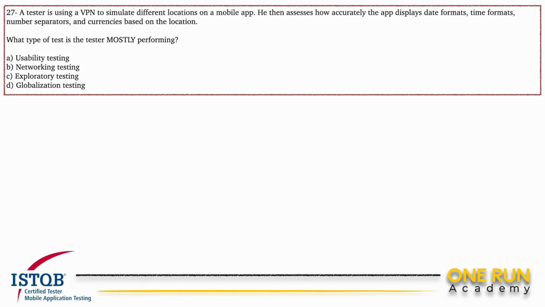Awesome! This question describes a situation where a tester uses a VPN, which is an app that can spoof other apps that the user is somewhere else on the globe to simulate different geographic locations. After simulating these locations, the tester checks how well the app adapts to various regional settings, such as how dates, times, numbers, and currencies are displayed. Now let's walk through the options to determine which type of test the tester is most likely performing.